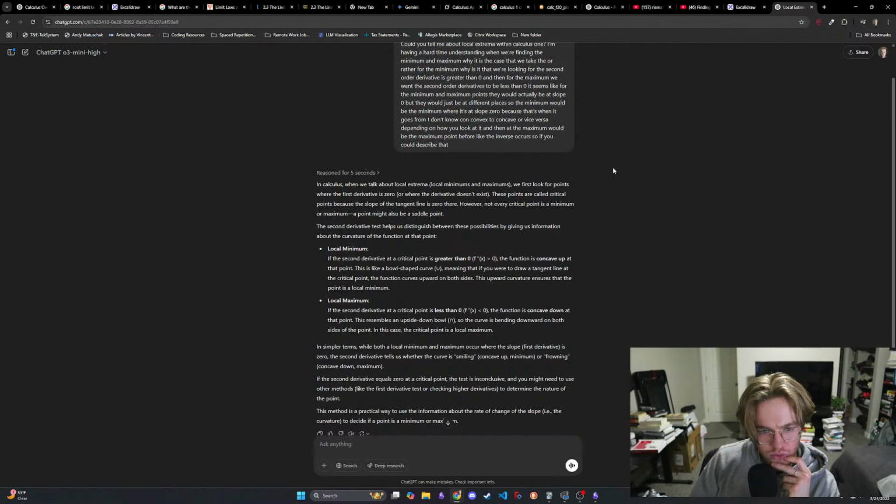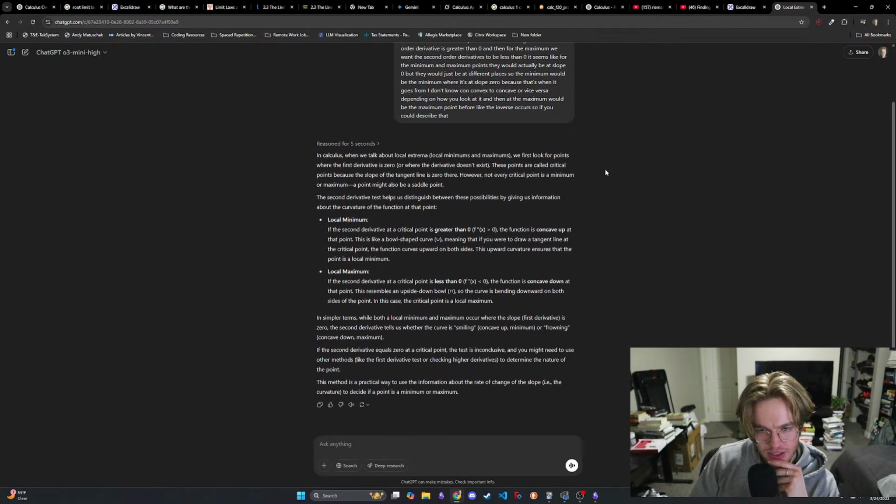Okay, so when we talk about local extrema in calculus, we first look for points where the first derivative is 0. So we first look for where the derivative is 0, where the rate of change is 0. Okay, I think that makes sense.